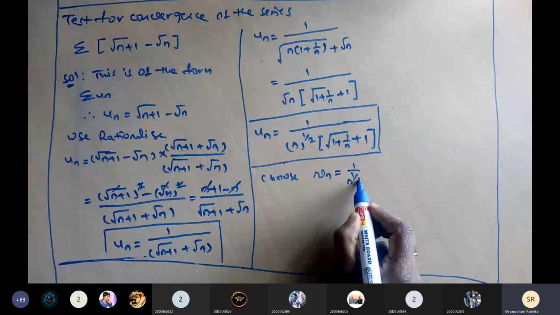Summation vn is equal to summation 1 by n to the power of 1 by 2, which is of the form summation 1 by n to the power of p. Again, by the p series, what is the p value here? 1 by 2. And p greater than 1 is convergent, and p less than or equal to 1 is divergent. Now p equals 1 by 2 belongs to the convergent case or divergent case? Tell me.